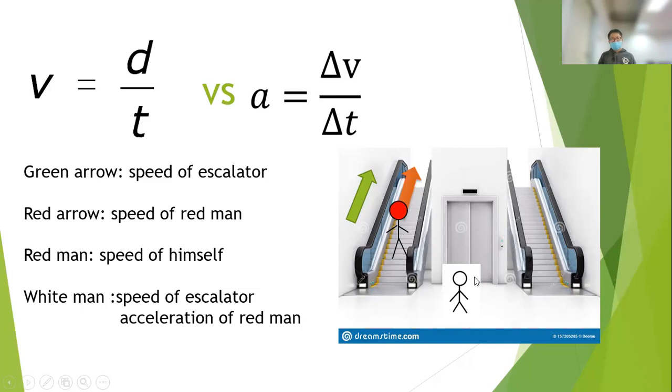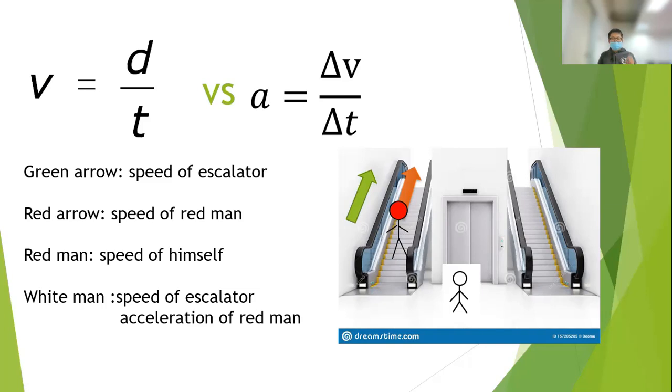Now imagine you are the white guy standing over here. When you observe the red man who doesn't move, we can see that he is going up with the green arrow showing his speed, without acceleration. It is a constant speed. The speed isn't added or decreased. But if the red man is going up while the escalator is also pushing him up, we can see there are two speeds over here. One is the red arrow, one is the green arrow, as this white man can observe on the red man.